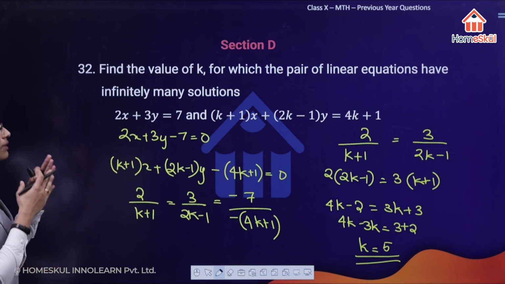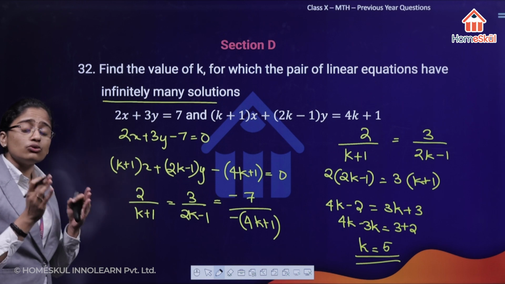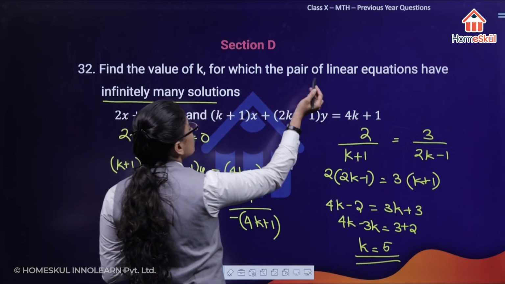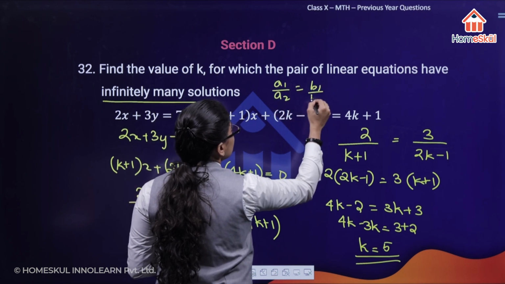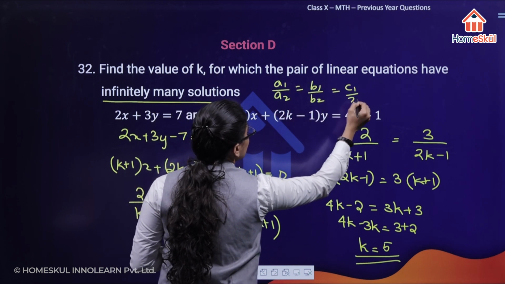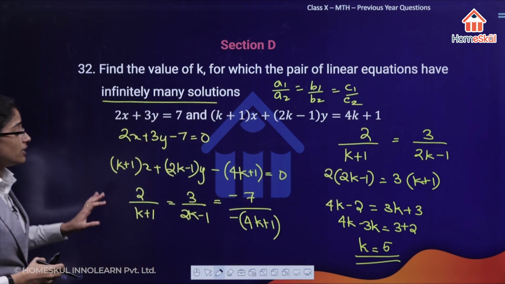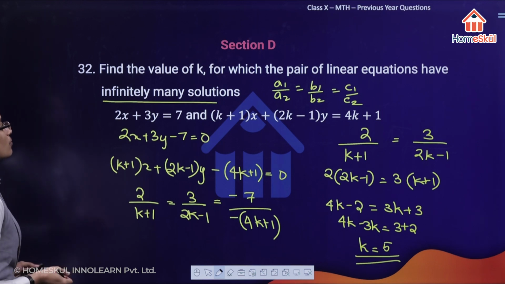Okay. So here, if the pair of linear equations has infinitely many solutions, it means those are coinciding lines, which means what is the ratio of their coefficients? It will be a1 by a2 is equal to b1 by b2 is equal to c1 by c2. Using this relation, we have solved the equation and found the value of k as 5. Okay. Clear? Moving on to the next question.